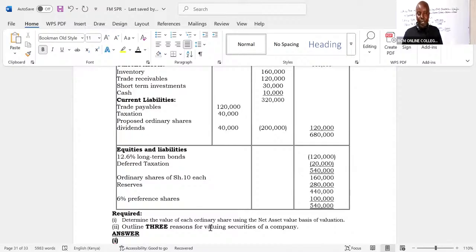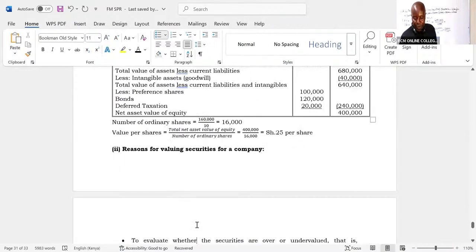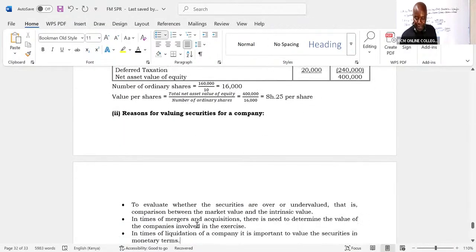I would want to value my securities, ladies and gentlemen, if I'm going to use them as collateral. If I'm going to use them as collateral in a bank, for example, I would want to do valuation. If I want to sell this organization, there are so many reasons, and I've been able to give you those reasons, ladies and gentlemen, down here in the answer. I'm just moving. If you're not able to understand, I always give answers down there.